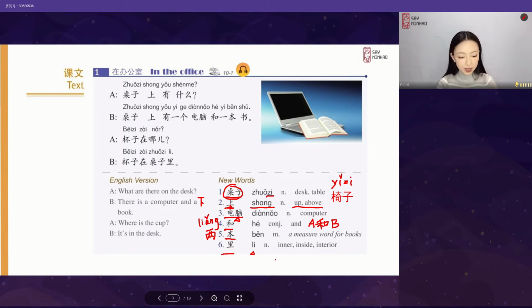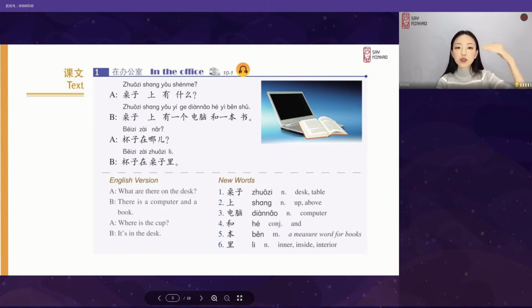Very good. Now let's try to read it from the start, each word twice. 3, 2, 1. 桌子, 桌子, 上, 上. 电脑, 电脑. 和, 和. 本, 本. 里, 里. Okay, now let's move on to our text. I will read it and please listen carefully.